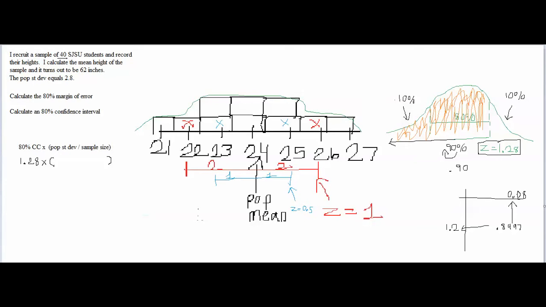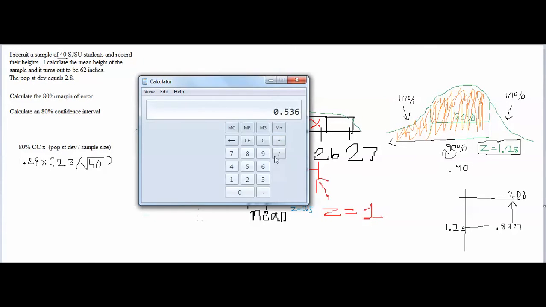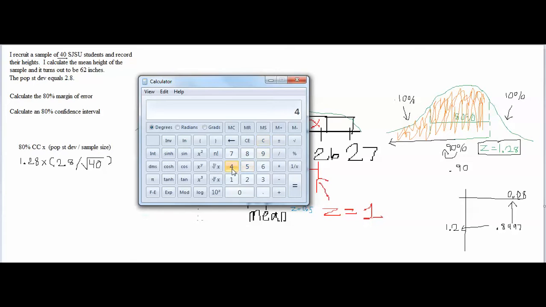Now we have something we can work with because we plug in the population standard deviation. We put it over the square root of the sample size. What's our sample size? We're not taking a sample of 2 people from the population. We're taking a sample of 40 people from the population. The square root of 40 is 6.32.